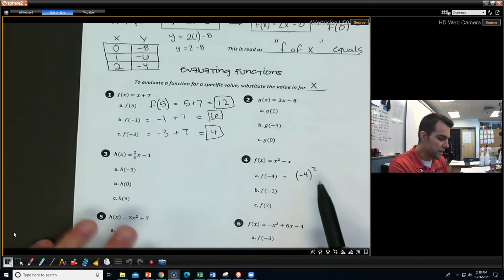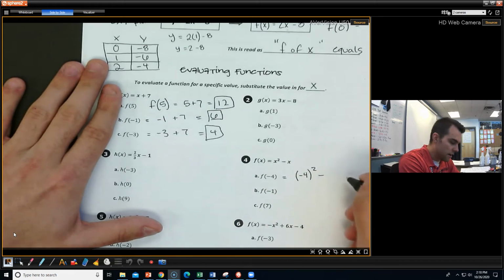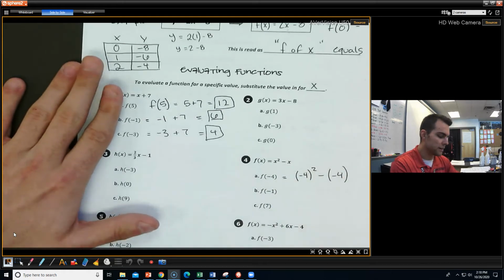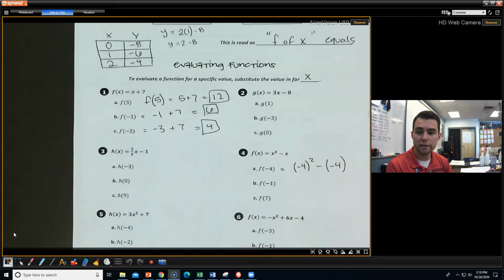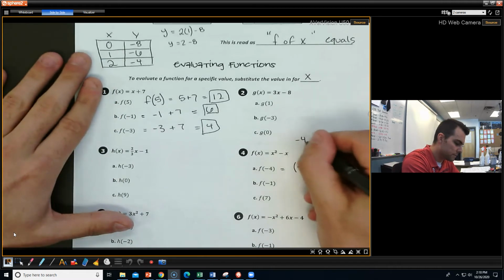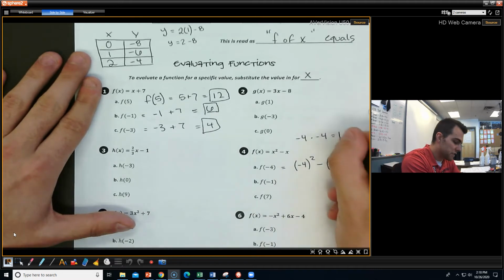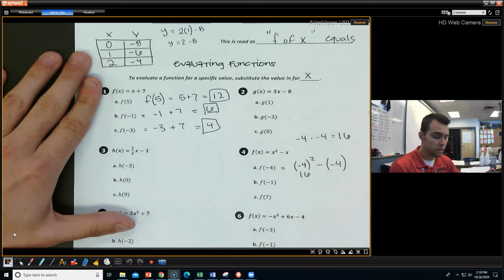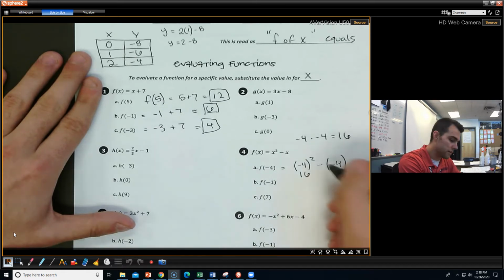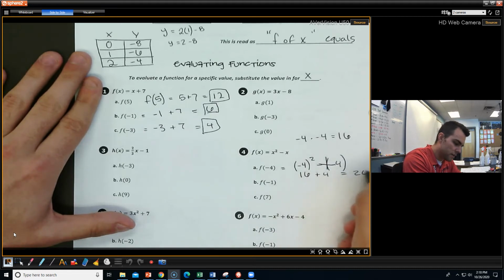Because when I do that, I'm going to have negative 4 squared, and then I'm going to have minus a negative 4, right? That's where my other x was, okay? The reason I set that up like this is because negative 4 squared is negative 4 times negative 4. Negative 4 times negative 4 is a positive 16. Okay? So we get 16. And then we have a minus minus 4. That makes a positive. So 16 plus 4 equals 20.